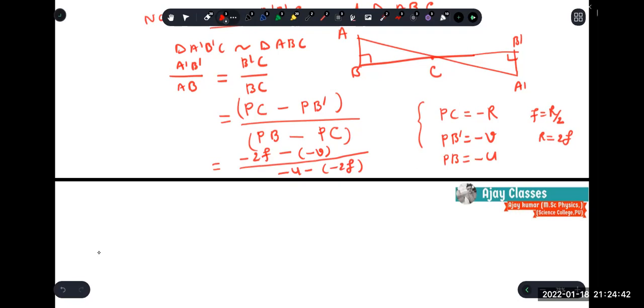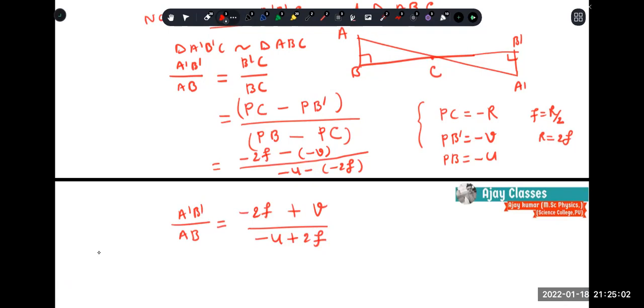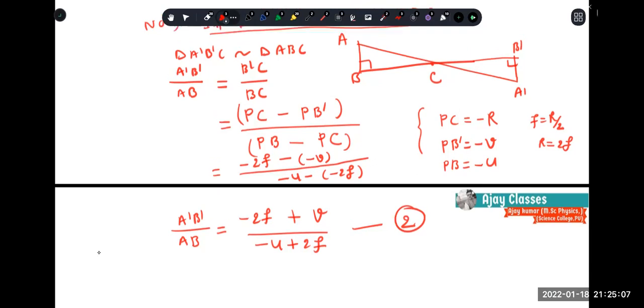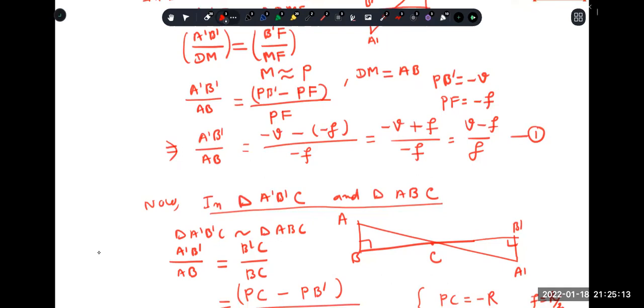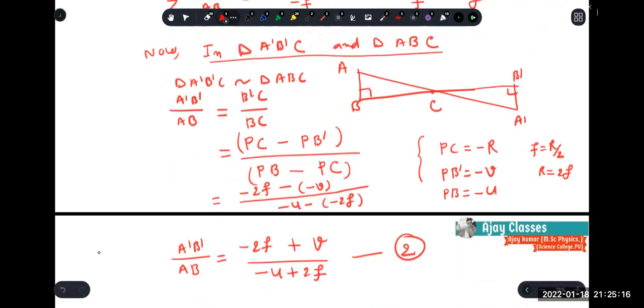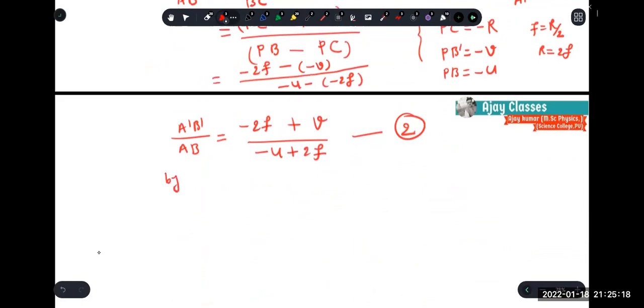So A'B', the size of the image to the size of the object, becomes equal to (minus 2F plus V) divided by (minus U plus 2F). This is taken as equation 2. With the help of equation 1 and 2, we will write for A'B' by AB, which is (V minus F) by F.